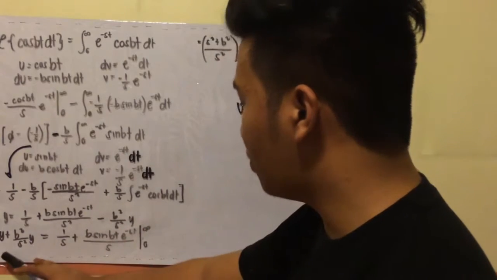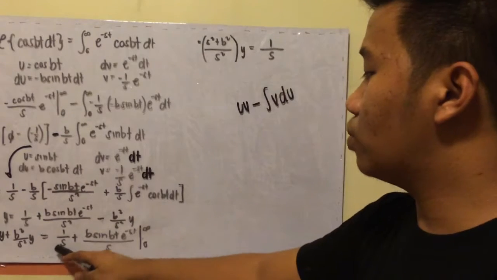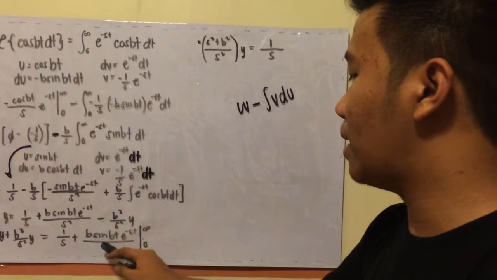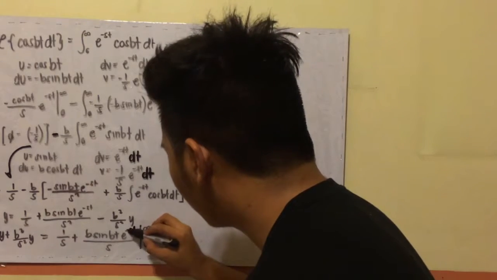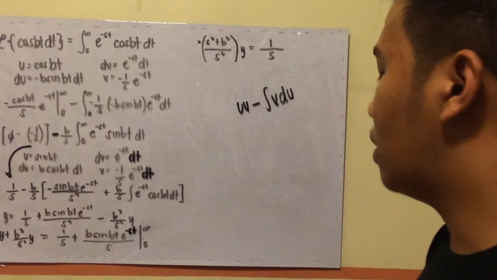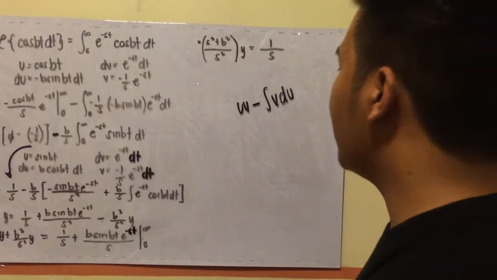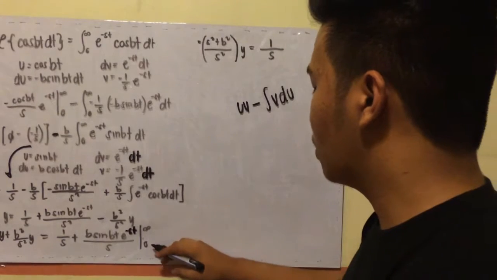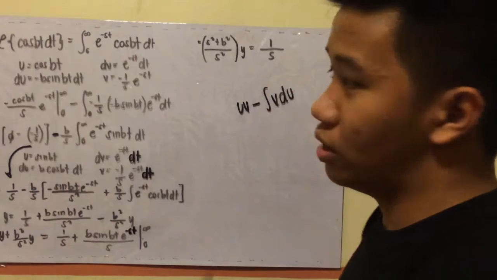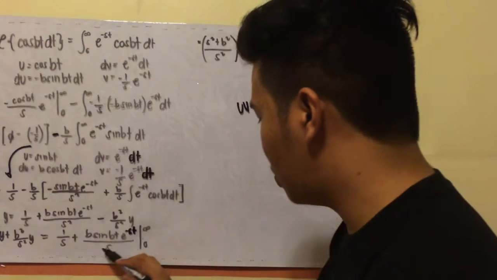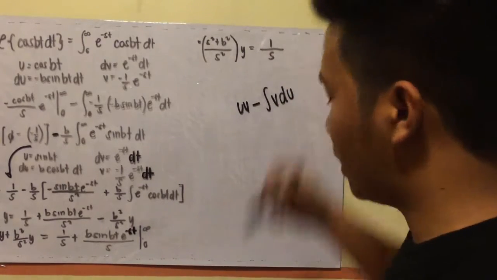Transposing this one, y plus b squared over s squared multiplied by y is equal to 1 over s plus b sine bt e raised to negative st over s squared, approaching from 0 to infinity. So plugging in these limits, this one would be equal to 0, so the remaining would be the 1 over s.